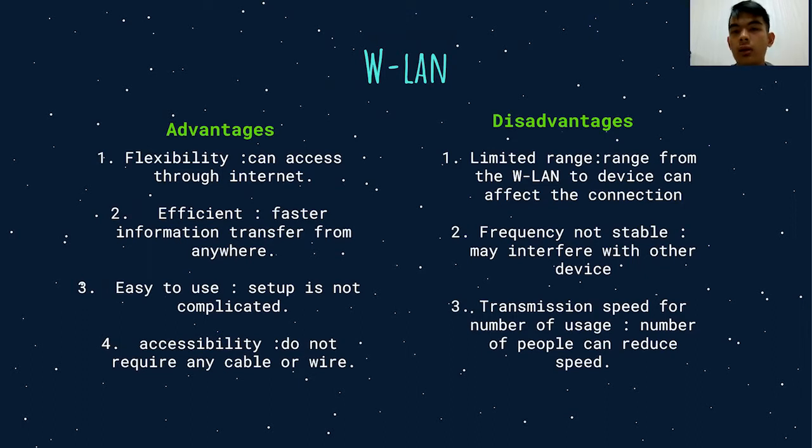And the cons or the disadvantages of WLAN: first is the limited range, as the range from the WLAN to the device can affect the connection. So the farther you go, the more it can affect the connection. And the second one is that the frequency is not stable, so it may interfere with other devices. And the third one is transmission speed for number of usage. So it means that the more people use the internet, the more it can reduce the speed.